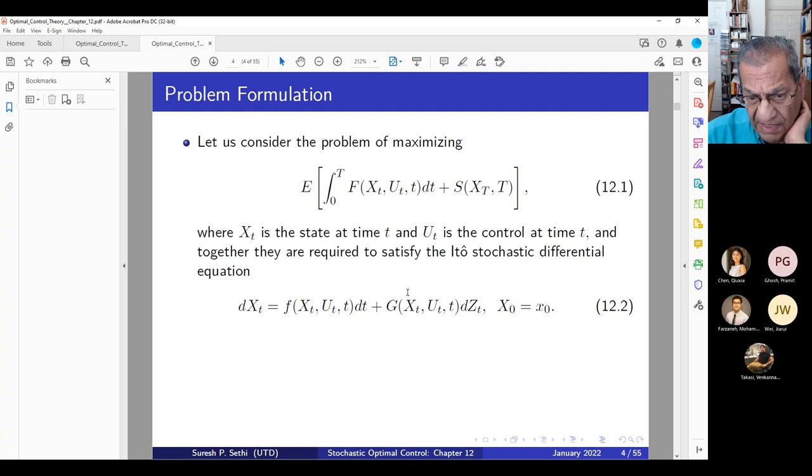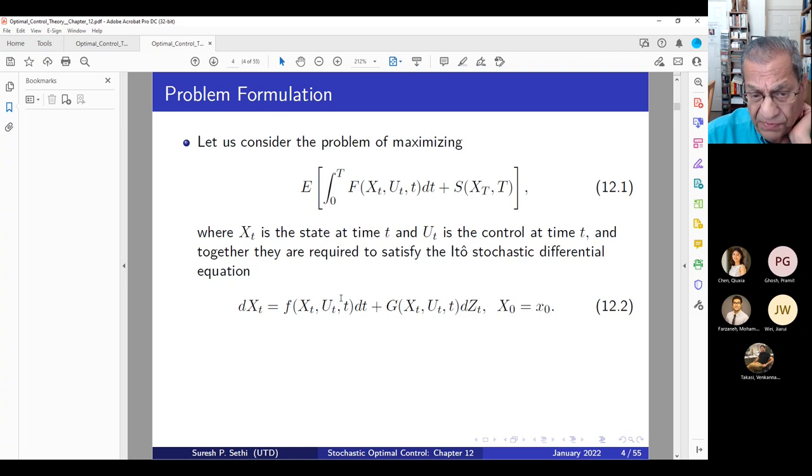Now notice, if I have no Wiener process, this is my Wiener process. If I remove this, then I can put the dt on this side. It becomes dx/dt, which is x dot, and this becomes f of x, u, t. So that part is nothing but the equation that we are used to in deterministic systems.